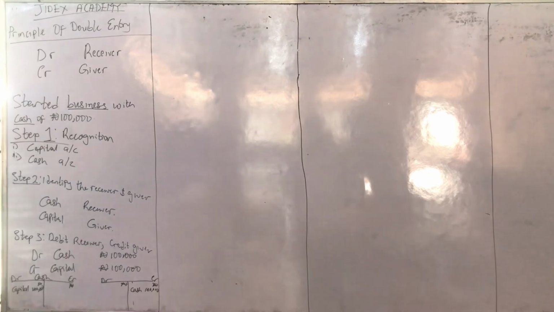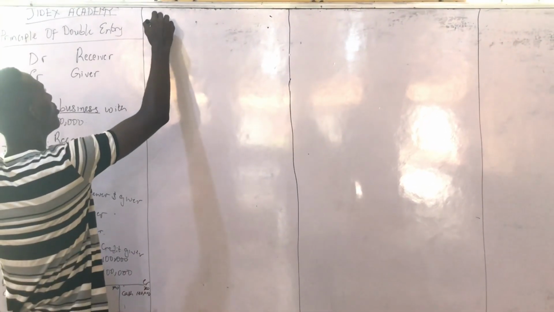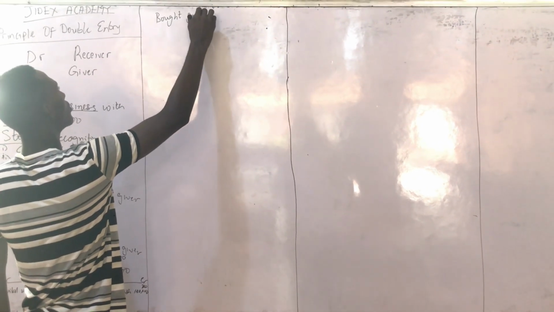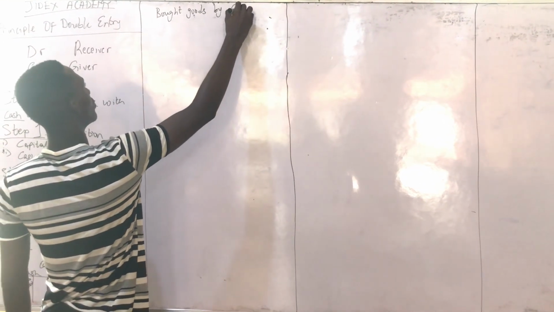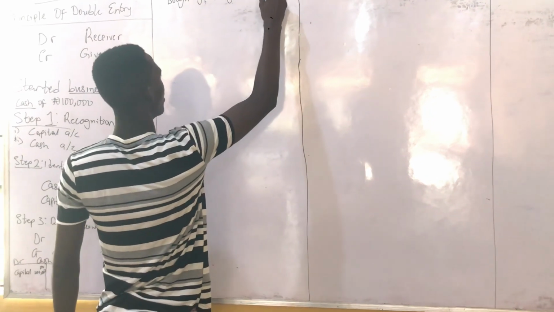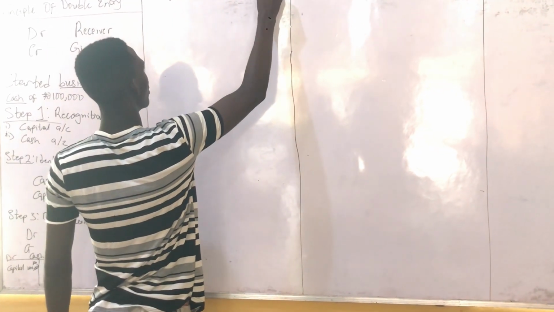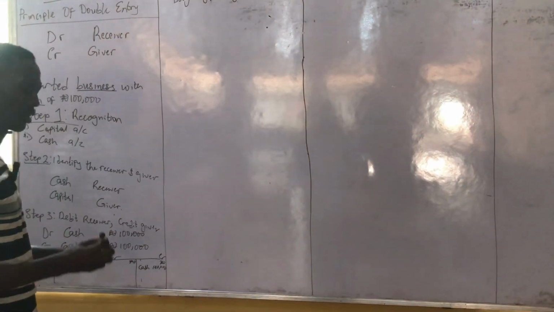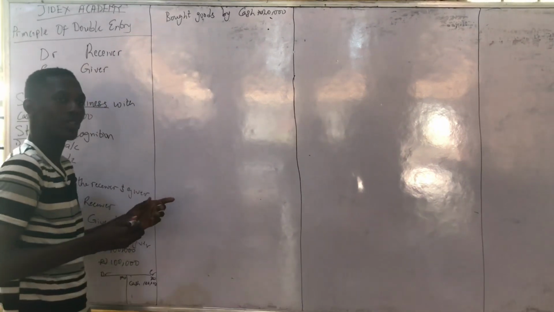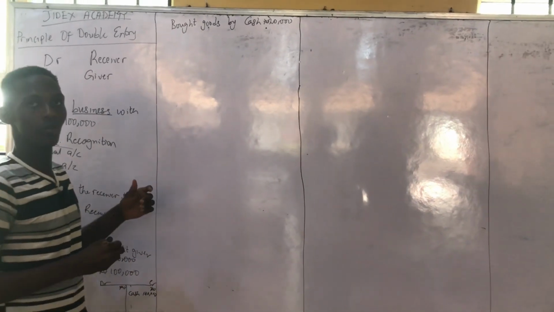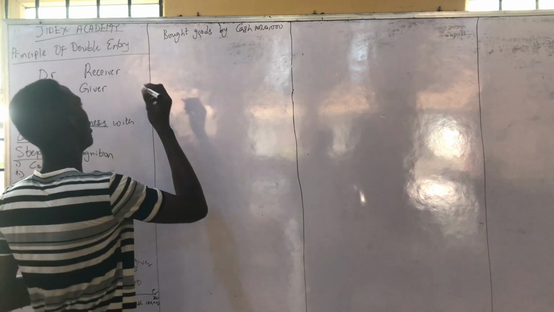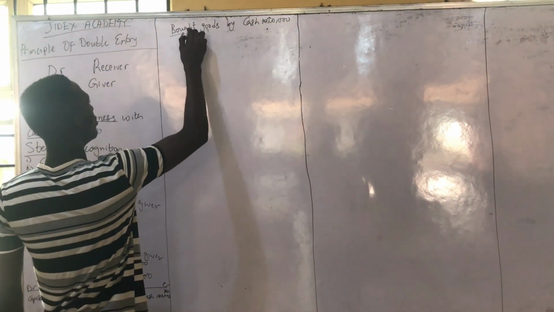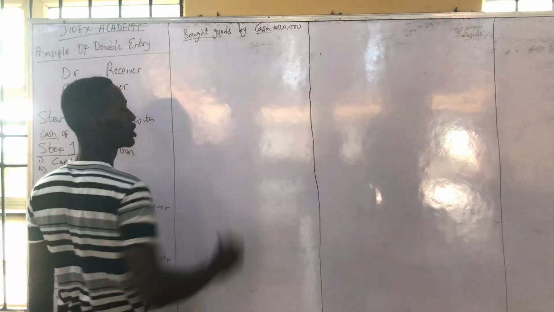Now let me give you another question, if this seems to be confusing to you. Bought goods by cash, 20,000 naira. Bought goods by cash, 20,000 naira. If you feel you can attempt this, you can press pause and give it a try. But if you cannot, then here we go. The two accounts involved are what? Bought goods and cash.